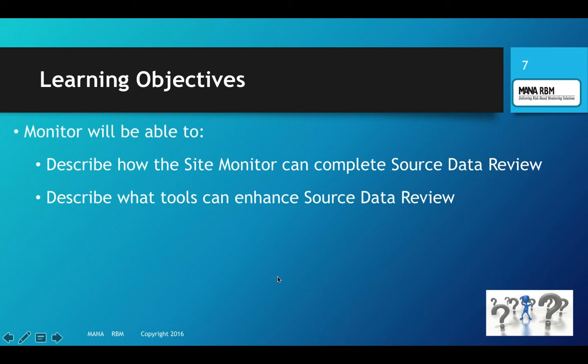So the learning objectives for today are that the monitor will be able to describe how the site monitor can complete source data review and to describe what tools can enhance source data review.